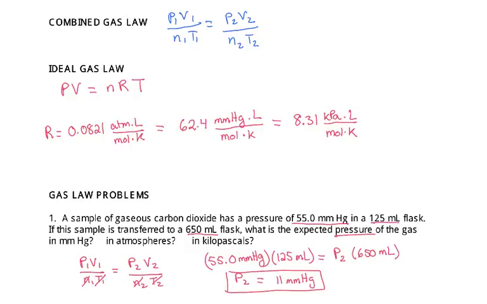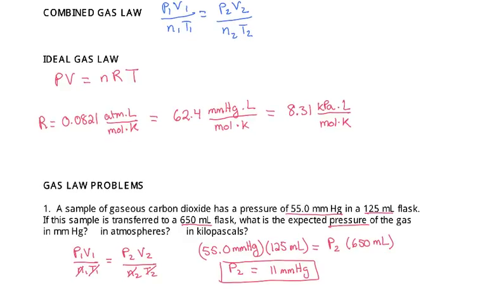We stopped right here, the difference between combined and ideal gas law. So we said that the ideal gas law is PV equals nRT. You use that when you have one set of conditions, so one pressure, one volume, one amount, and one temperature. Basically, if you have three of these four variables and you're solving for the fourth.